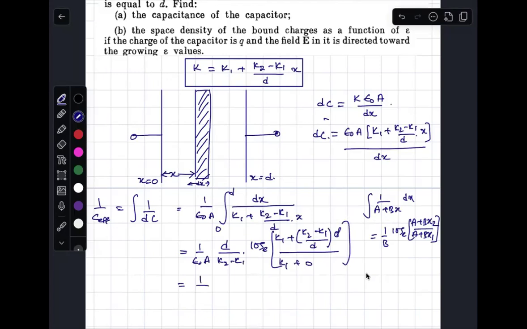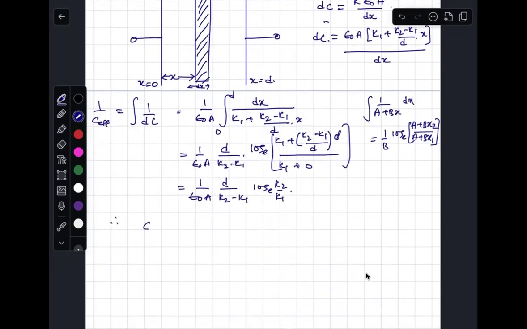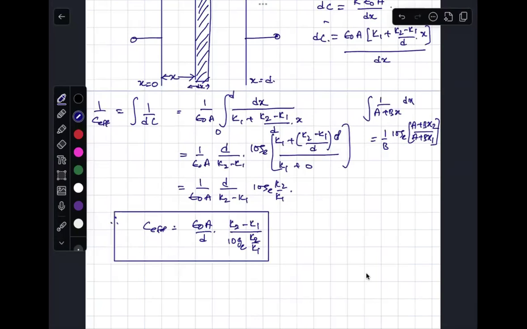So you will get 1 by epsilon naught A d by (K2 minus K1) times log e. The d cancels. You will finally get K2 by K1. So therefore, the effective capacitance of the system is epsilon naught A by d times (K2 minus K1) by log of K2 by K1. This is the first part of the question.